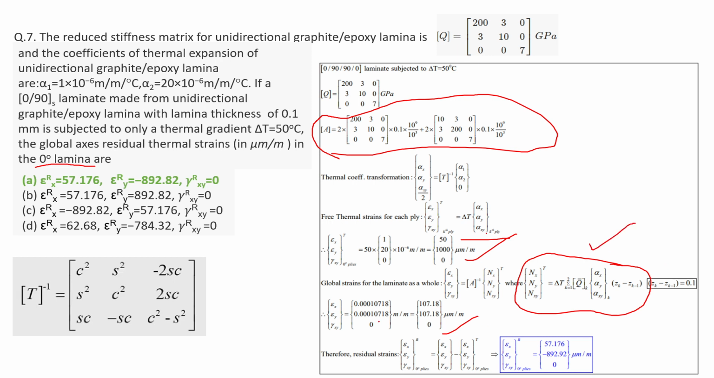So after finding the global strain for the whole laminate, as they have asked in the question, what is the residual thermal strain in the 0 degree lamina? To find the residual thermal strain, we have to subtract the free thermal strain of that single ply from the global strain of the whole laminate. Therefore, the residual strain will be equal to the global strain of the laminate minus the free thermal strain of the 0 degree lamina, which they have asked in the question. And from that, we will get the final residual thermal strains.